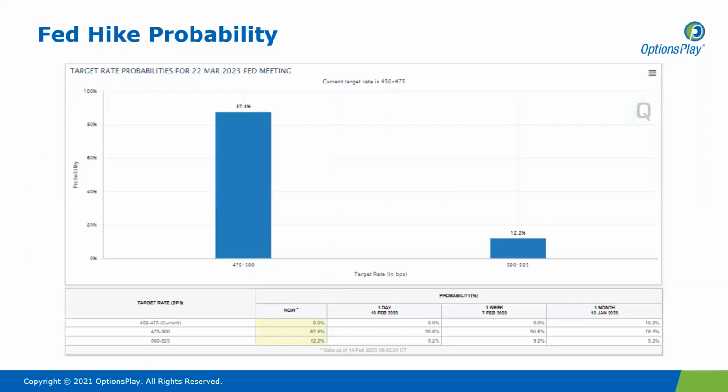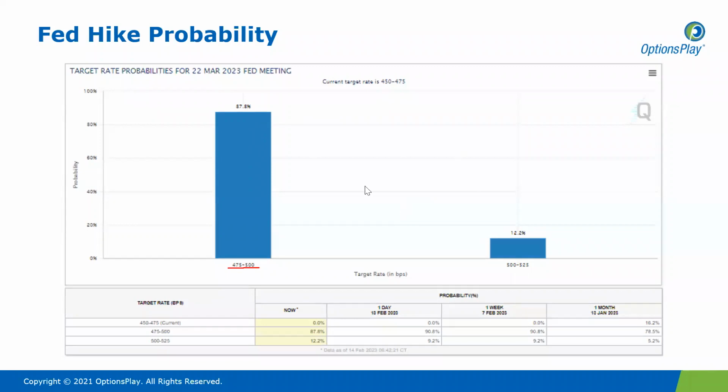So before we take a look at the major equity indices and those key levels, I just want to take a quick look here at the probabilities for the next Fed rate hike, which is on the 22nd of March, and currently our target rate is at 450 to 475. We got a 25-point hike a couple of weeks ago. That was largely expected and largely priced in. And for the most part, we are expecting another 25-point hike, which will take the target rate to 475 to 500. Fed futures are pricing in that probability at around 88%.